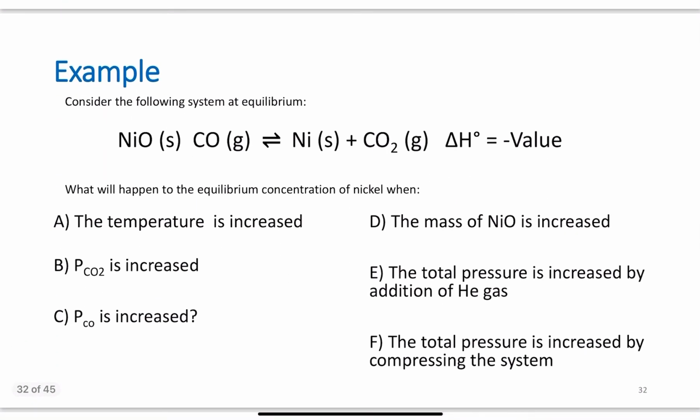Consider the following system in equilibrium. Nickel oxide solid plus CO gas in equilibrium with nickel solid plus CO2 gas. CO gas is a reactant, CO2 gas is a product. I'm sorry, I think I said CO2 in the first place. And it says delta H is a negative value. Negative value means that it's exothermic. So it is plus heat on the product side. I increase the temperature. If I increase the temperature and it's an exothermic reaction, it's going to form more reactant.